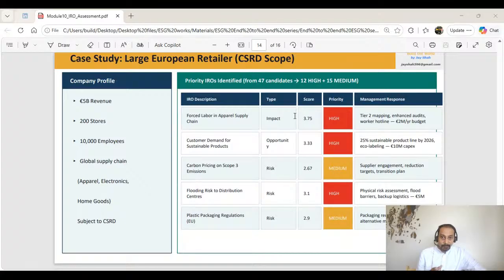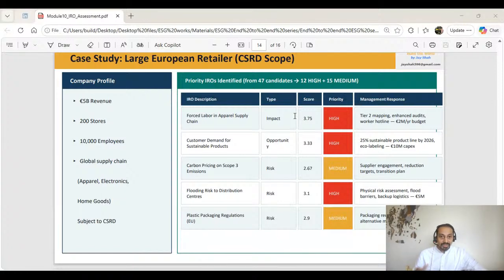The first IRO is forced labor in their apparel supply chain. This is classified as an impact. It is the effect of their business relationships on workers. The impact score is 3.75, making it a high priority. The scale is 5, as forced labor is a fundamental rights violation. Scope is 3, with an estimated 200 workers potentially at risk in tier 2 suppliers. And irremediability is 4. The developmental effects on people subject to forced labor can be permanent.